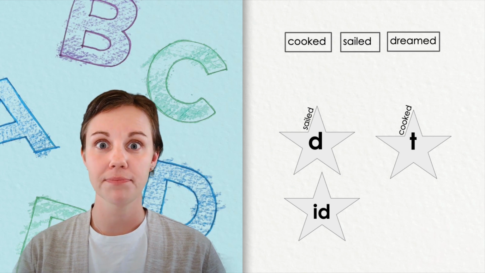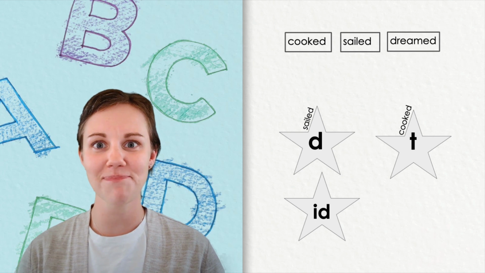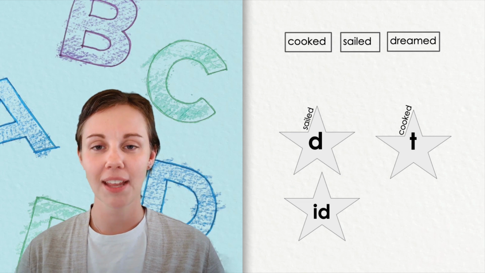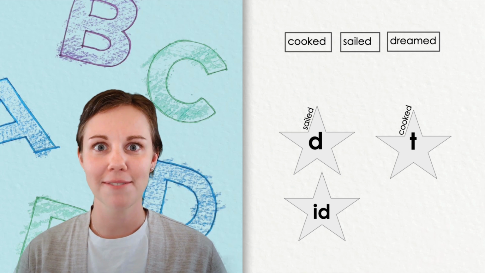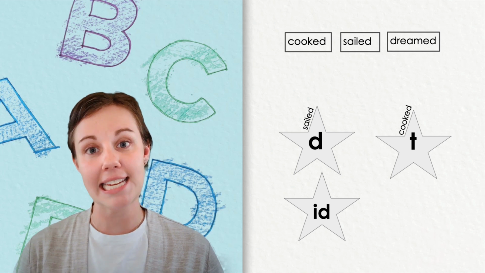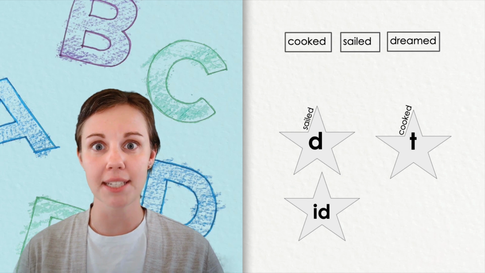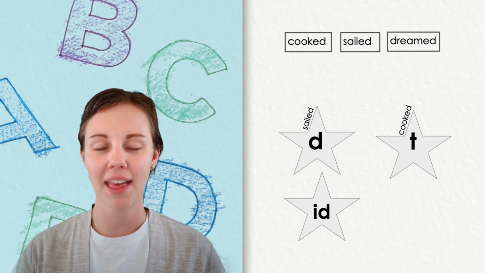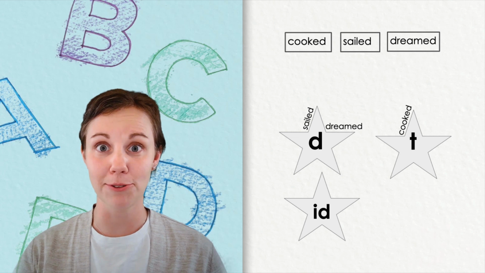Try this word. Look carefully at that vowel team. Shout it out when you know the word. Dreamed. Where does it belong? What did ED say in dreamed? I heard it. That's making the D sound too.